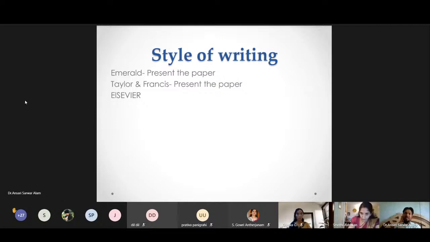And if you look at a Taylor and Francis paper, they will not ask you to put things in a specific way. They want you to write everything in a connective manner, linking one statement with another statement. So you can just go through the papers published by Taylor and Francis, and you can easily understand. Similarly, Elsevier has a different style.